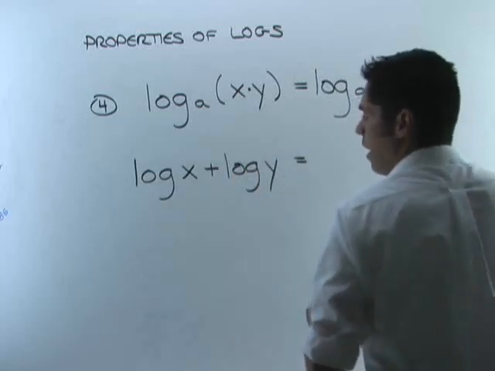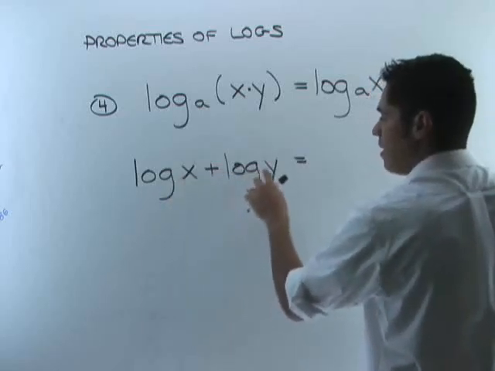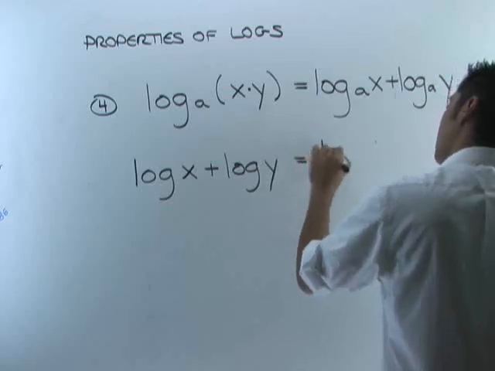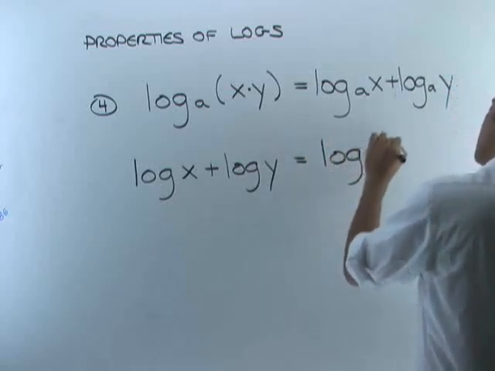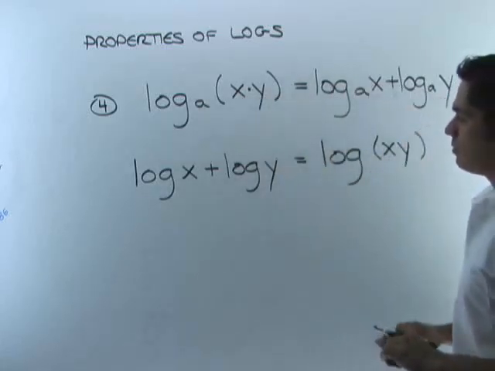Well, notice there's no base here, but it's implied that the base is 10. So there's actually a 10 down there and 10 down there. Since they have the same base, we can condense these down into a single log. This time it'll become xy. And that's just using this property, but backwards.